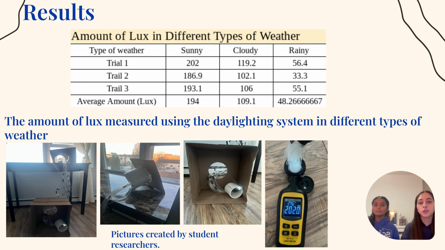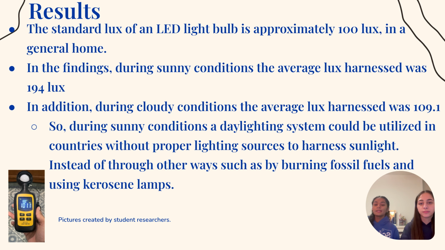This data table shows the amount of lux in all different types of weather, and on the bottom are some key images of the daylighting system and the light meter. The standard lux of an LED light bulb is approximately 100 lux in a general home. In the findings, during sunny conditions, the average lux harnessed was 194 lux. In addition, during cloudy conditions, the average lux harnessed was 109.1.